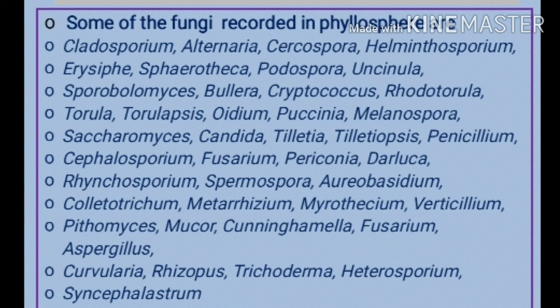Found in the Phyllosphere are Cladosporium, Alternaria, Cercospora, Helminthosporium, Erysiphe, Sphaerotheca, Podospora, Uncinula, Sporobolomyces, Bullera, Cryptococcus, Rhodotorula, Torula, Torulopsis, these are yeasts, Oidium, Puccinia, Melanospora, Saccharomyces, Candida are yeasts, Tilletiopsis, Penicillium, Cephalosporium, Fusarium, Periconia, and Rhynchosporium, Spermospora, Aureobasidium, Colletotrichum, Metarhizium, Myrothecium, Verticillium, Pithomyces, Mucor, Cunninghamella, Aspergillus, Curvularia, Rhizopus, Trichoderma, Heterosporium, Syncephalastrum. These are the different fungi recorded in the Phyllosphere.